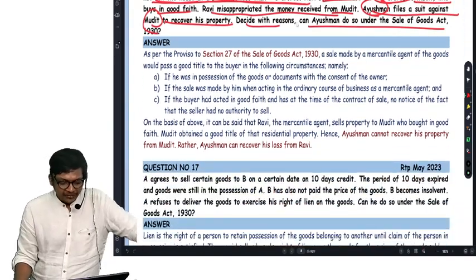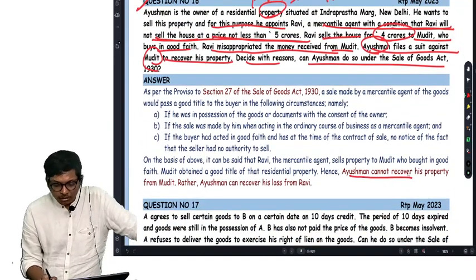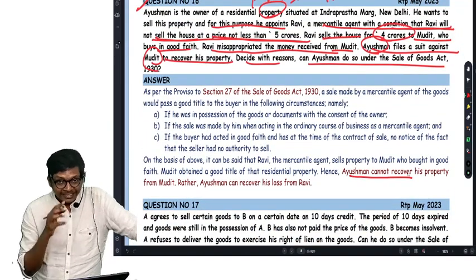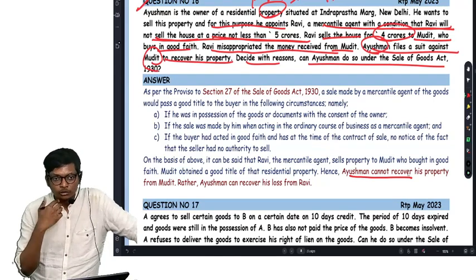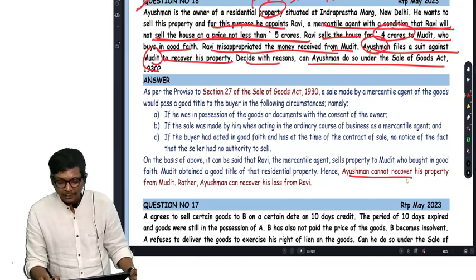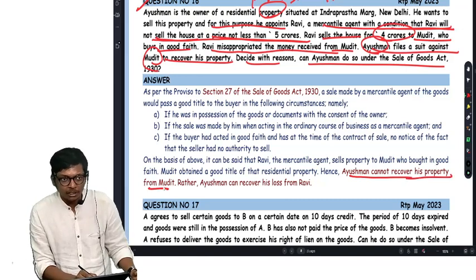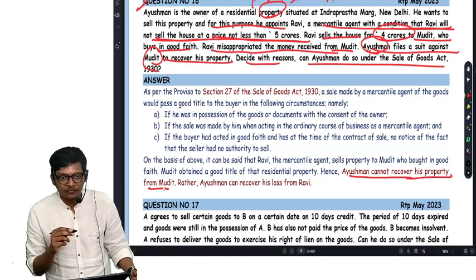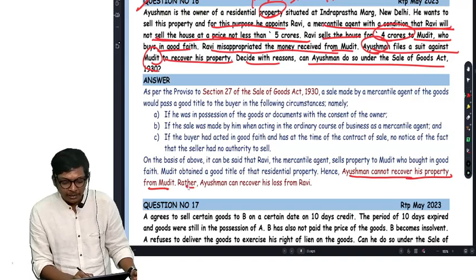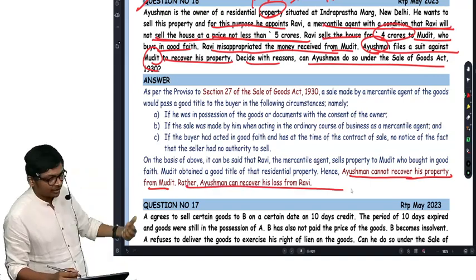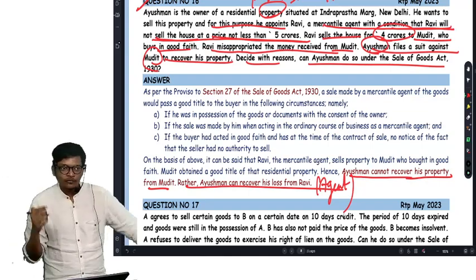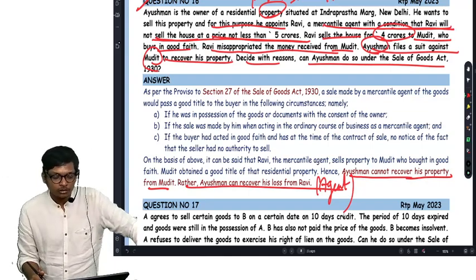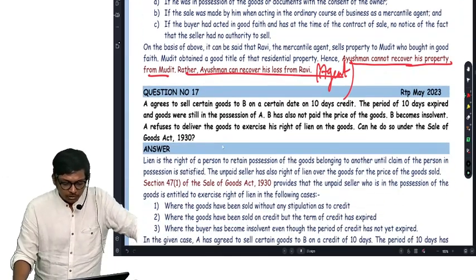Okay. So final answer, Ayushman cannot recover. Yes, the agent acted beyond his authority, but still the third party is not aware of this, so the third party will get the ownership. That's why Ayushman cannot recover his property from Mudit, who is the third party who purchased in good faith. Agent represents principal, but Ayushman can recover his loss from Ravi, the agent. Correct? Are you following, guys? Understood? Okay. Next.